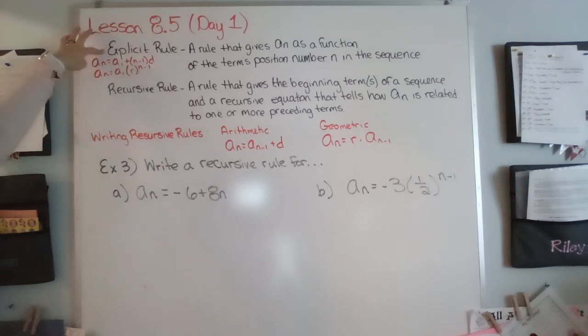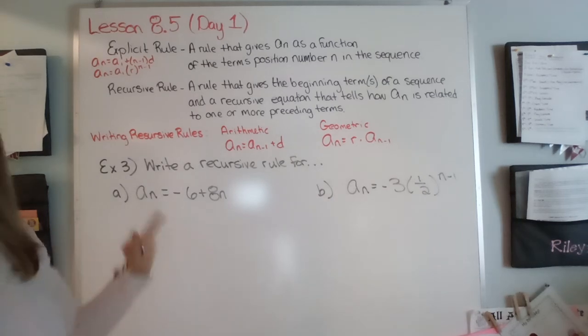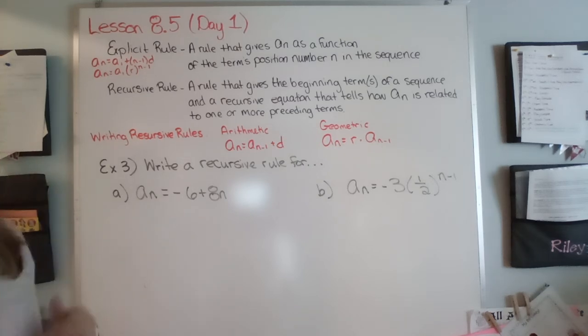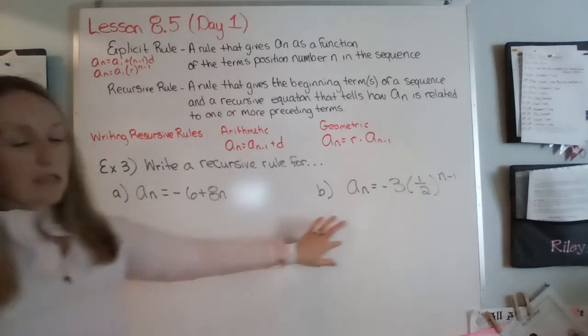Those are the rules we first started with in this chapter. So I'm giving you an explicit rule and asking you to write it as a recursive rule. Okay? Well, think about the information you need in order to write a recursive rule. We need to know the first term, the beginning of the sequence, and you need to know either the common difference or the common ratio. Okay? So let's actually start with geometric because that one's faster.